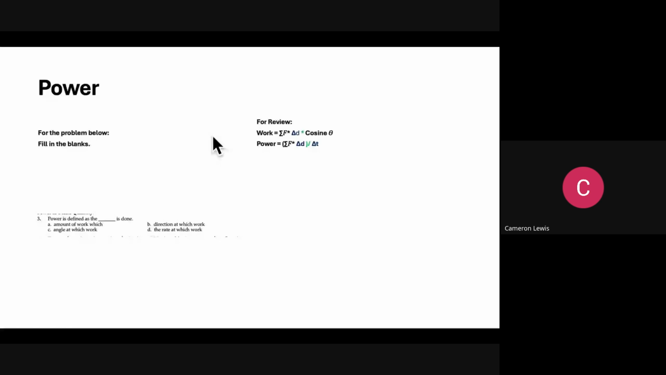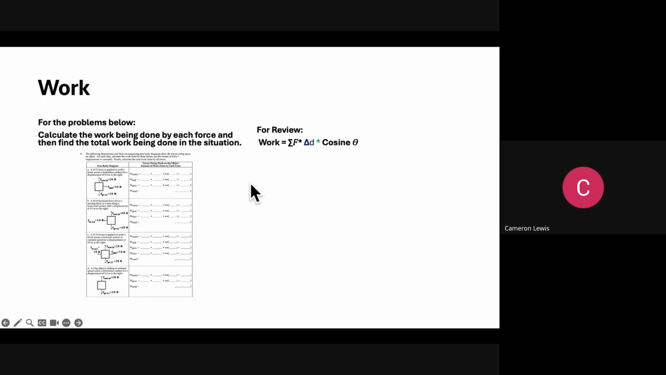Go to this question. So I just said it really. Power is defined as what? The amount of work that is done, the direction at which work is done, the angle at which work is on, or the rate at which work is done. Remember we said earlier? Power is what? Work over time. What does that sound like? Over something. When we say over something, a rate, right? Now we come here. Which one are we going with? A, B, C, or D?